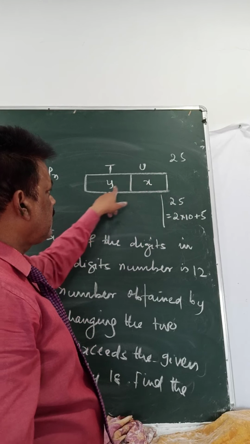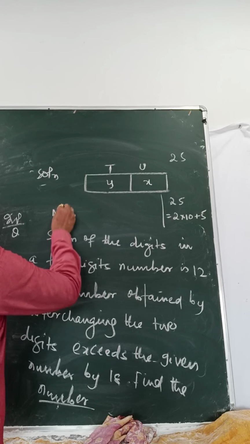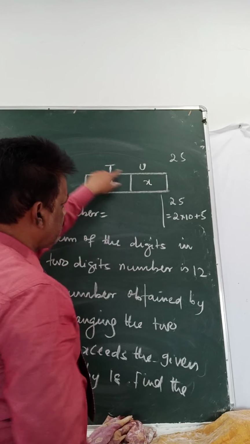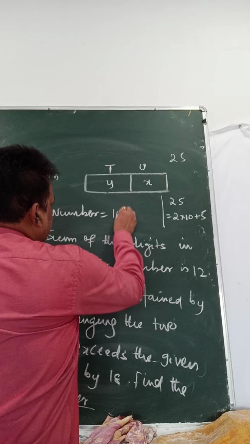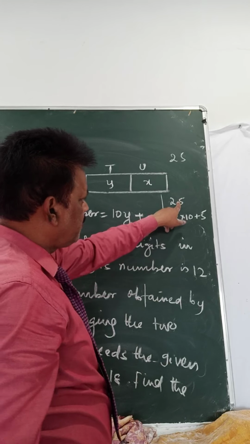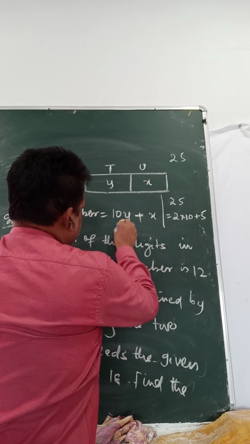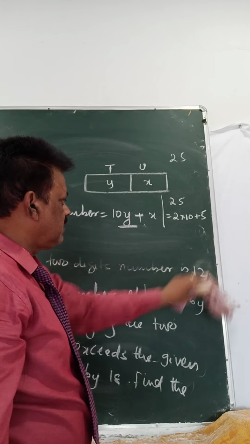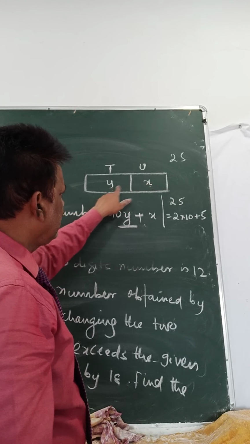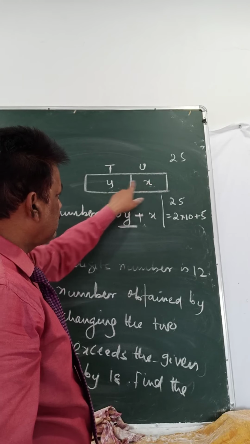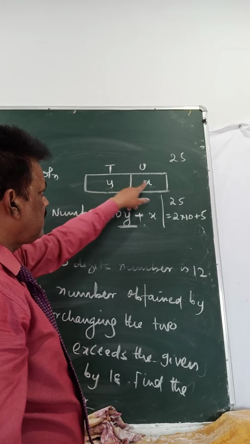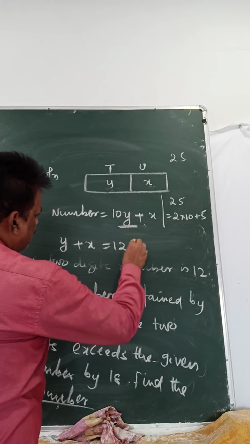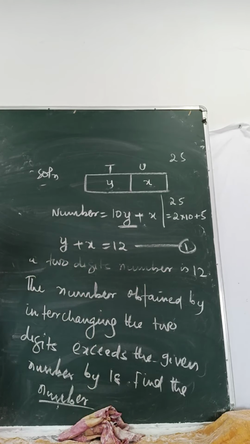So what will be the number here? Any digit in the tens place you will multiply by 10, so the number will be 10y plus x, where x is the units place number. This is your number. But our question is the sum of the digits in a 2-digit number. So these are the digits here, this is not the number. That means y plus x equals 12. First equation you got.